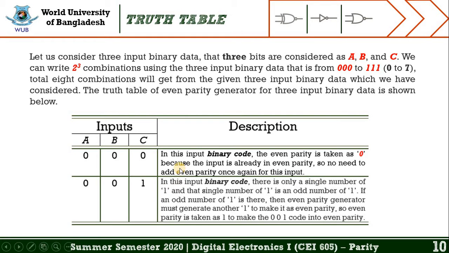Next combination is 0, 0, 1. In this input binary code, there is only a single 1, and that single 1 is an odd number of 1s. If an odd number of 1s is there, then the even parity generator must generate another 1 to make it even parity. So even parity is taken as 1 to make the 0, 0, 1 code into even parity. So let's move to the next slide.